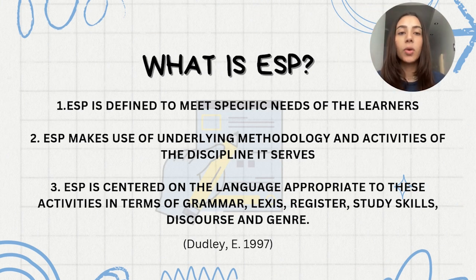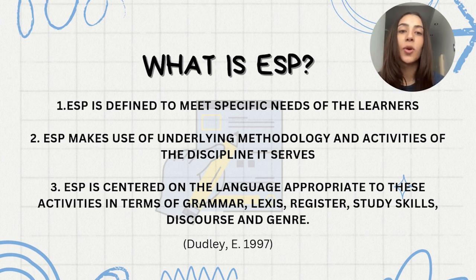So you may be wondering, what is ESP? First, ESP is defined to meet specific needs of the learners. Second, ESP makes use of the underlying methodology and activities of the discipline it serves. Third, ESP is centered on the language appropriate to these activities in terms of grammar, lexis, register, study skills, discourse, and genre. Even though it didn't exist for many years, some say that the most important part of English language teaching is ESP.